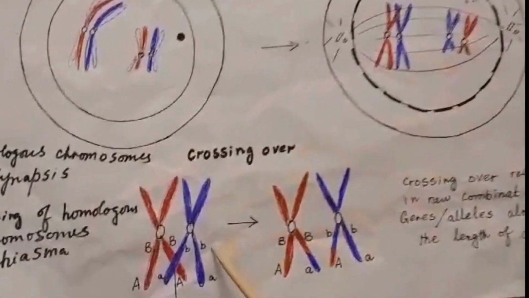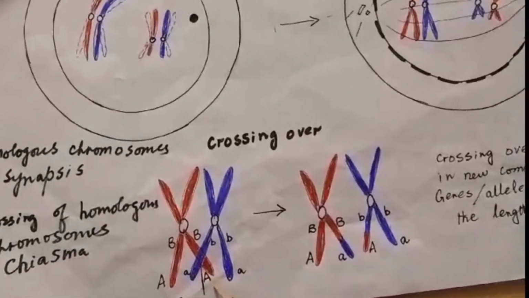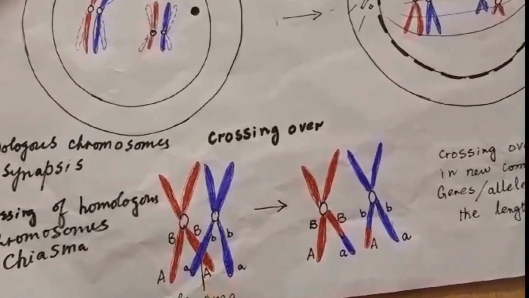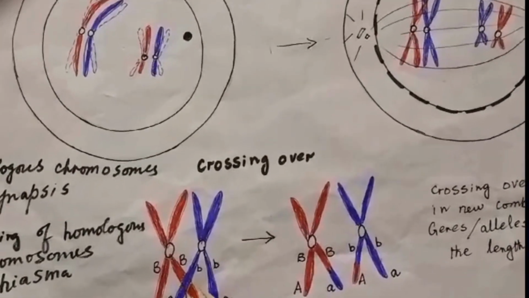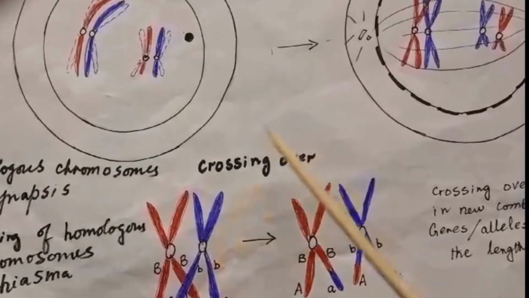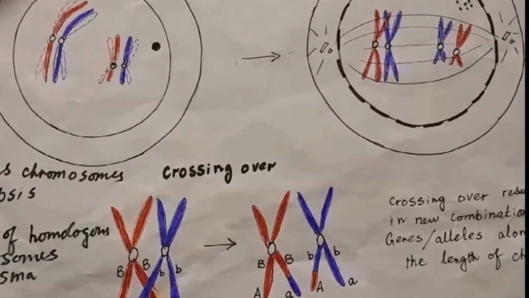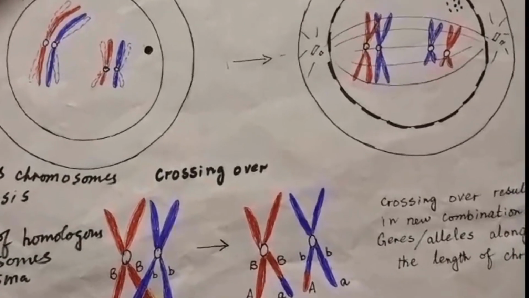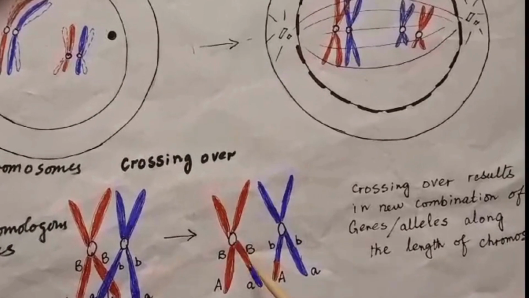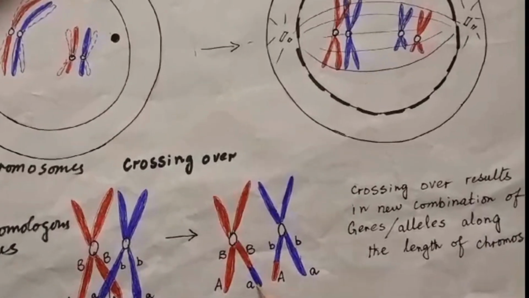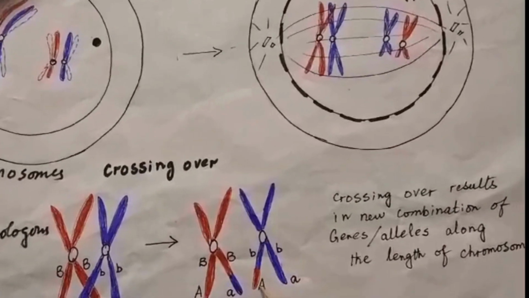The homologous chromosomes' chromatids overlap each other, and this X shape that is formed is called chiasma. When these chromatids of homologous chromosomes overlap, this process is called crossing over, and during crossing over, the chromatids exchange their parts. For example, you can see the red chromatid has a little part of blue attached to it, and the blue chromatid has a little part of red attached to it.